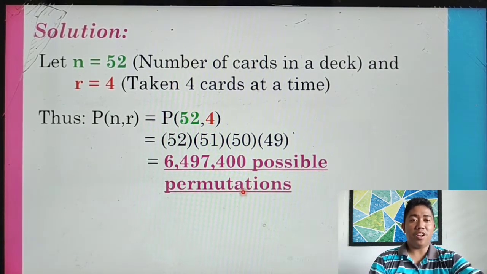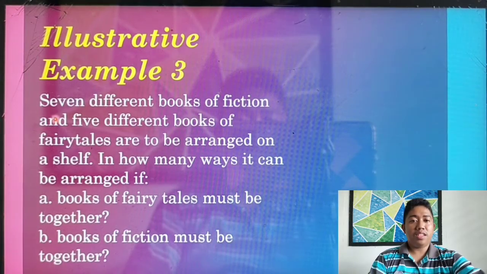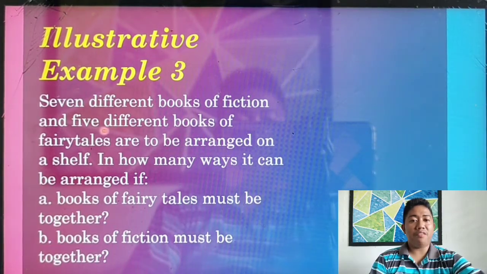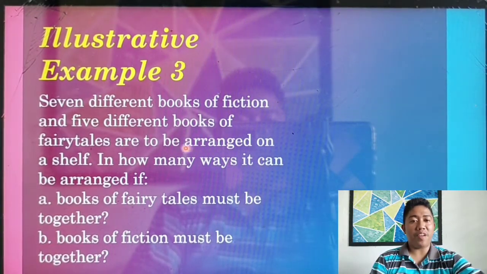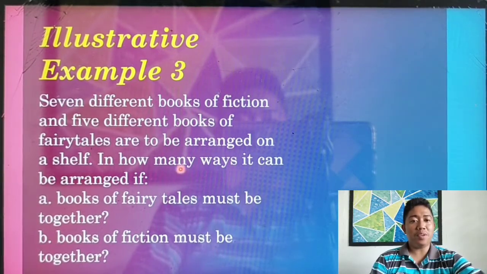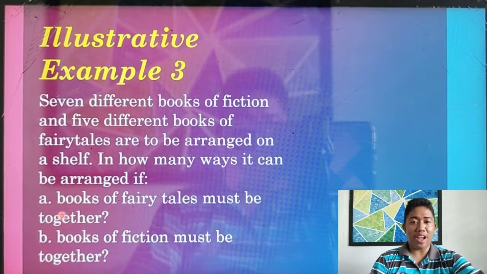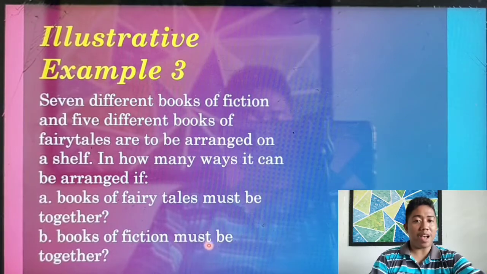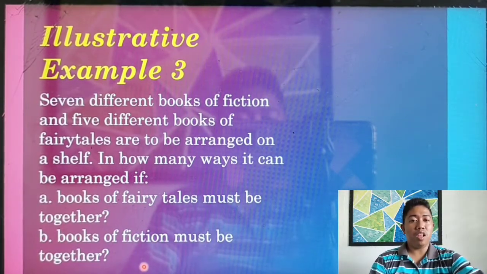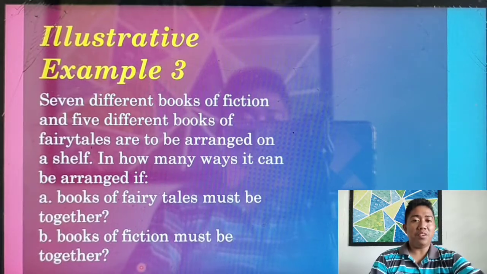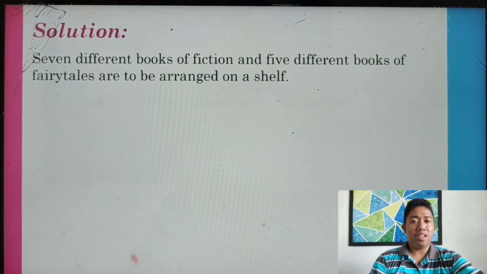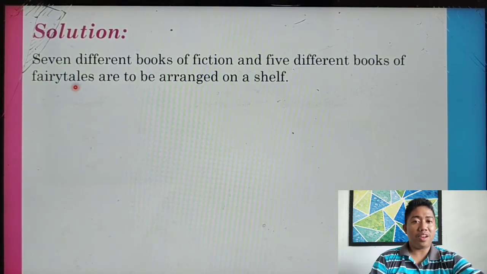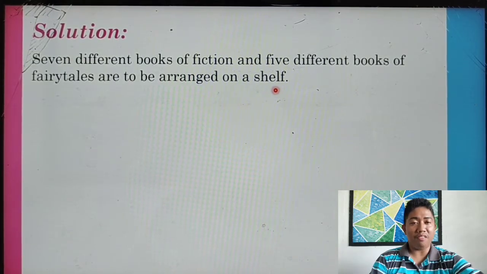So my dear friends, students and learners, let's move on to our next illustrative example. 7 different books of fiction and 5 different books of fairy tales are to be arranged on a shelf. The question is, how many ways can it be arranged if letter A, books of the fairy tales must be together, and letter B, books of the fiction must be together. So to solve this set of problems, here is the solution. We all know that 7 different books of fiction and 5 different books of fairy tales must be arranged on a bookshelf.